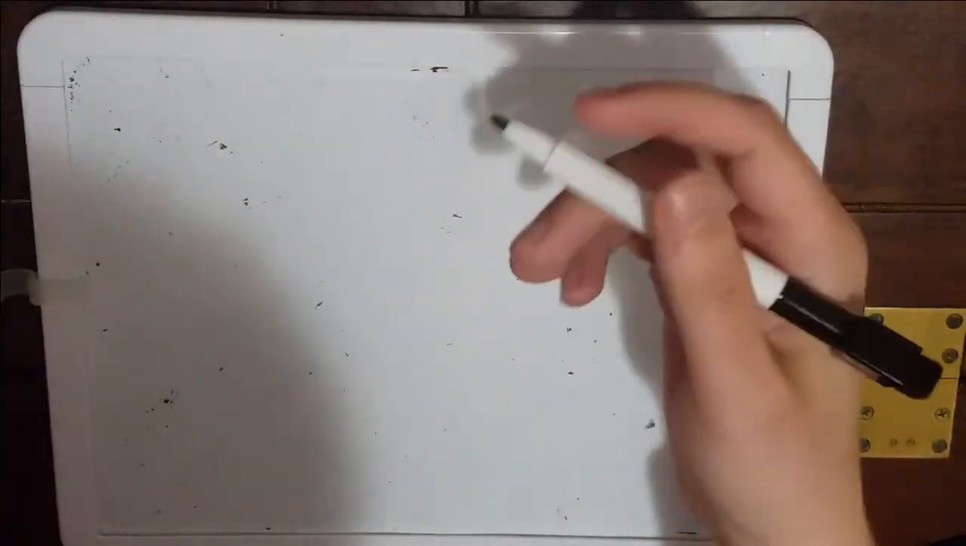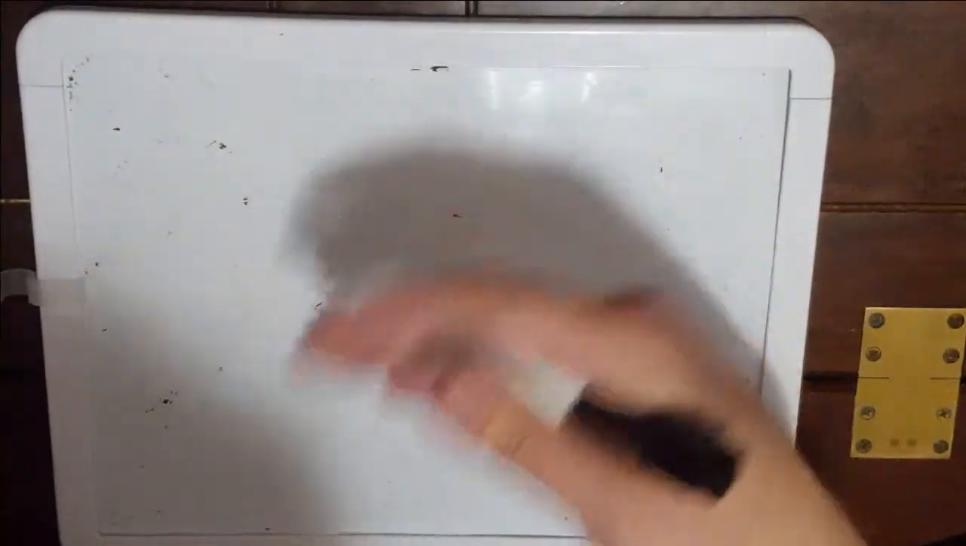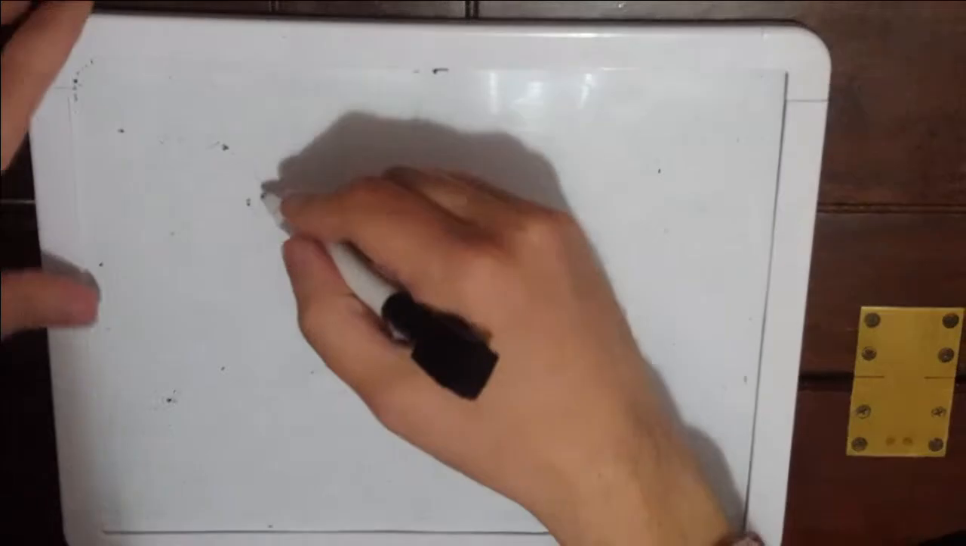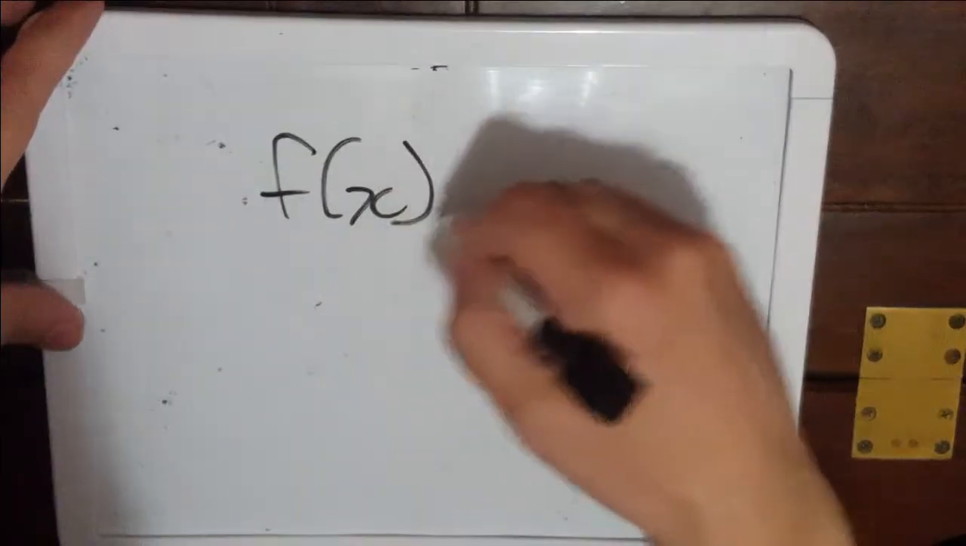tutorial. My name's Ian, and today we're going to start getting into some of the math behind how we train our neural network. So I'm going to start with a quick review of some single variable calculus.